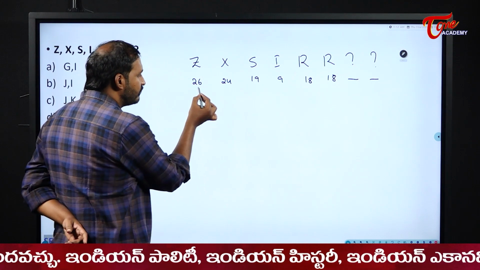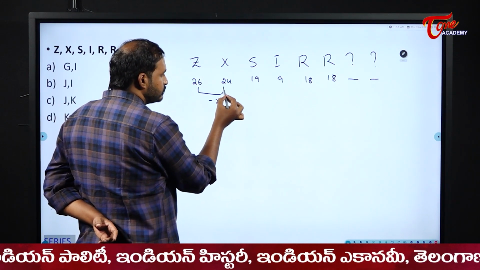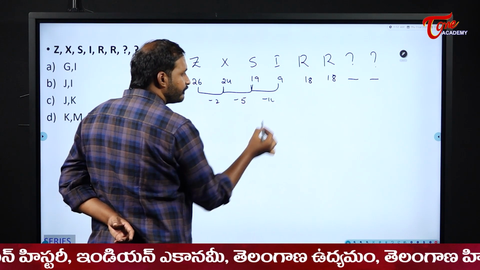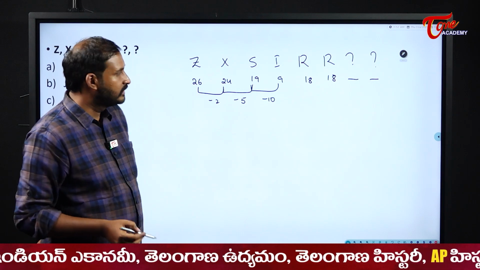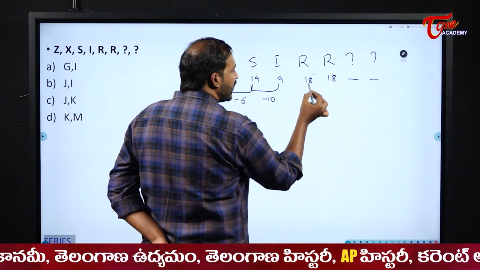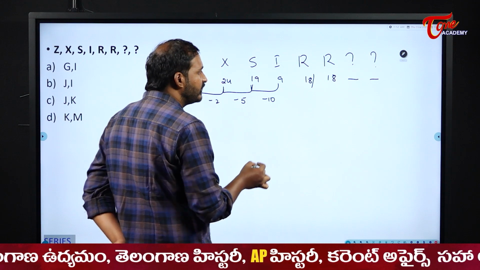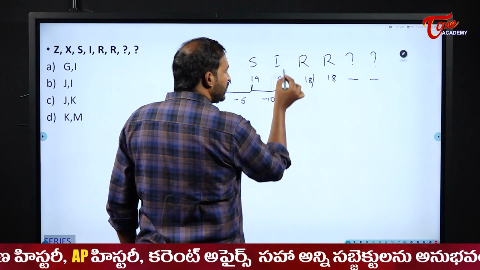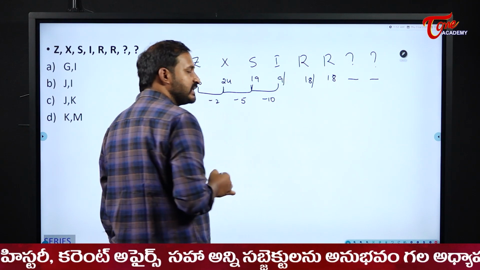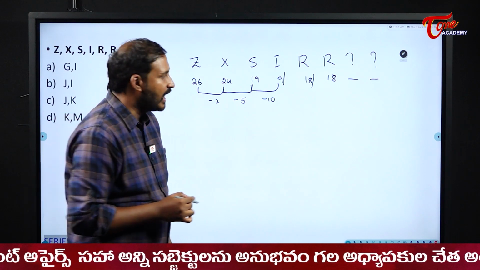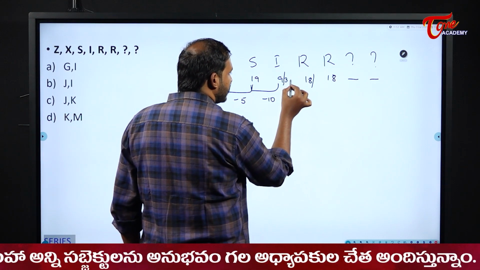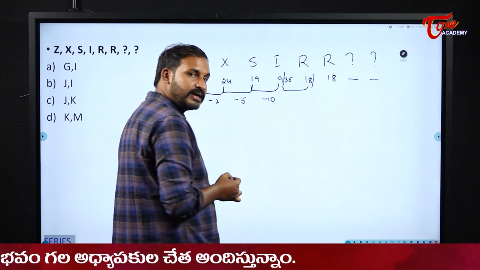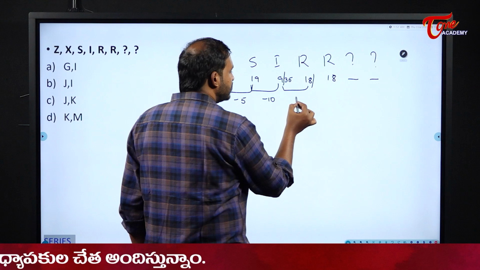But if I move in only one way, what is it? Minus 2, from here to here minus 5, from here to here minus 10. Now, instead of R as 18, I will consider I, instead of as the 9th alphabet, as the 35th alphabet. Can I do that? Yes, sir. And 35 minus 18 becomes 17.